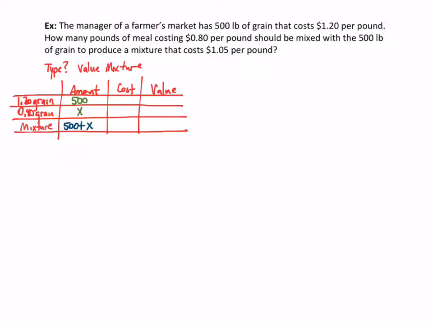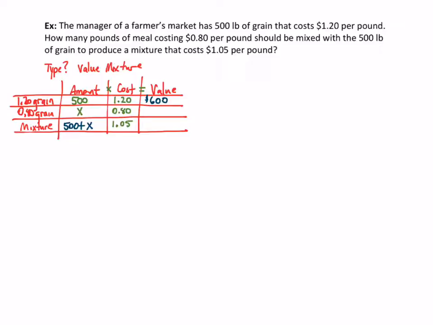We also know that the cost of the $1.20 is, of course, $1.20. The cost of the 80 cents one is 80 cents. And the final one we want is to be worth $1.05 per pound. So now we're going to take these two columns and multiply together to get the final column. So 500 times $1.20, I'm plugging that into my calculator, and I get $600 is the value there.